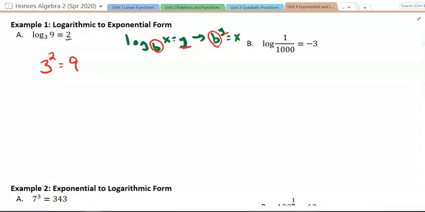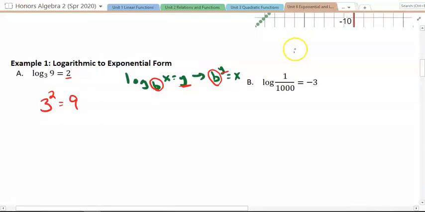So let's look at example B. Now you might be saying, wait, there's no base, there's just a fraction. The fraction's there just so you can see how this problem works. But there's no base here, and this is a definition I want to make sure you know. If I have log base 10 of x, we just write that as log of x. It's understood that if I don't write a base, the base is 10.